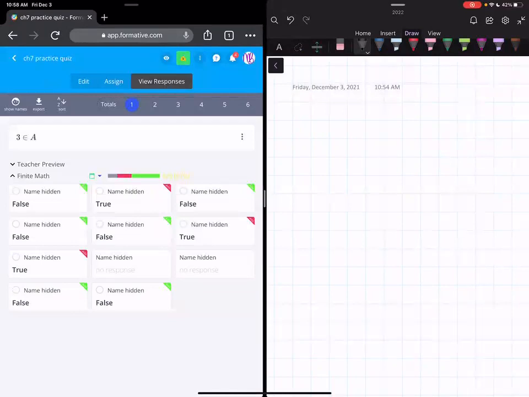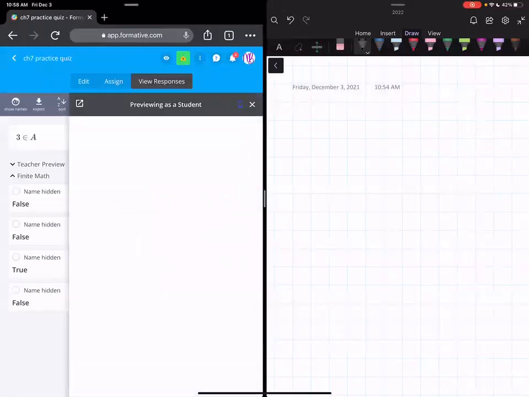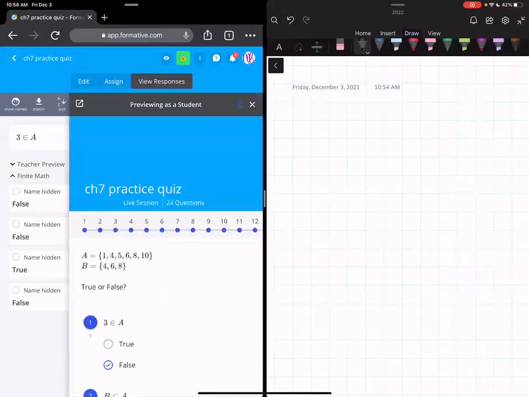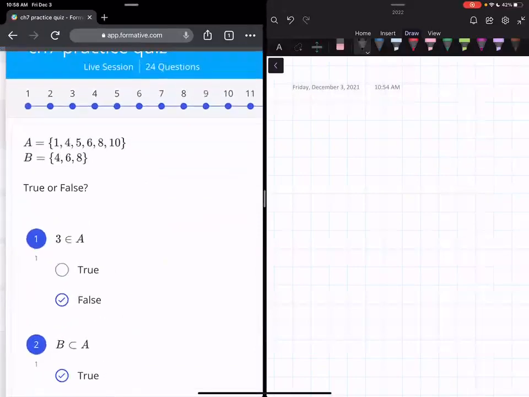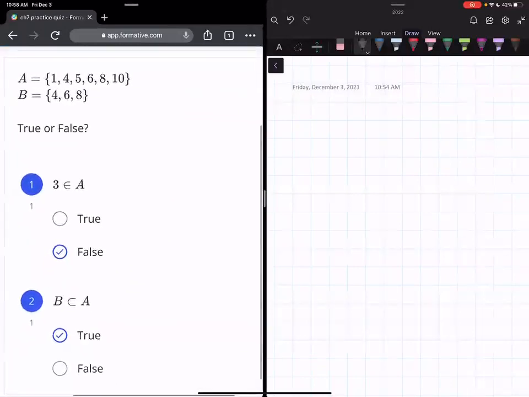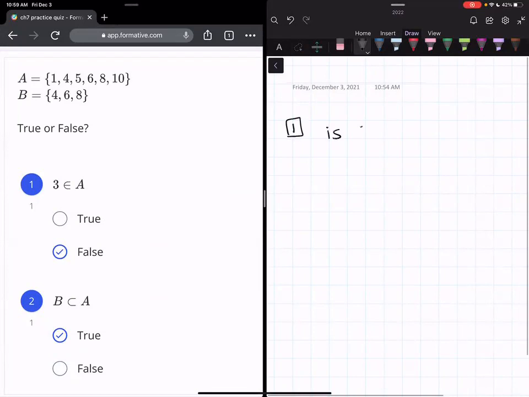All right, so we're going over the practice test, chapter 7, practice quiz, starting with the first question. I'll bring up the student preview because it's going to be easier. So 1 and 2 ask, true or false? Does 3 exist in A? So looking here at set A, is 3 in A? No, so pick false.